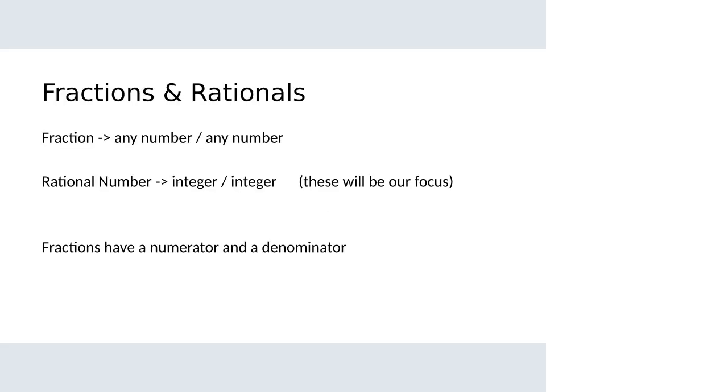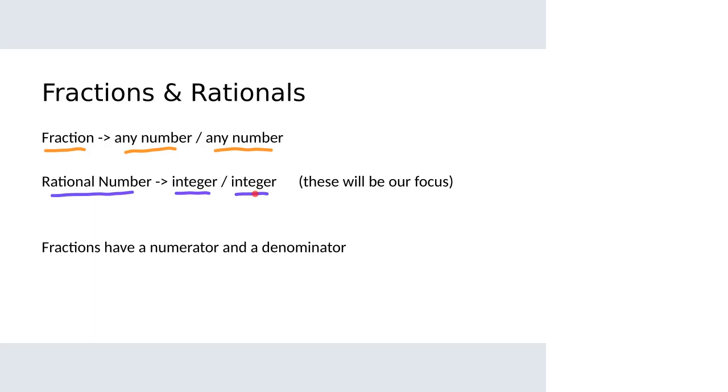Okay, here we go. A little bit of talk about fractions and rational numbers and what they are, what the difference is between those. The way that we're going to define a fraction is that's any number over any number. I'll contrast that with rational numbers in just a second. A rational number, very similar to a fraction, a rational number is an integer over an integer.